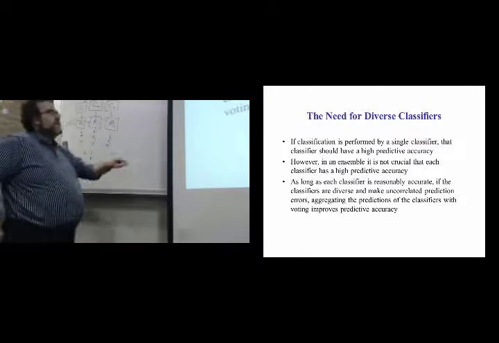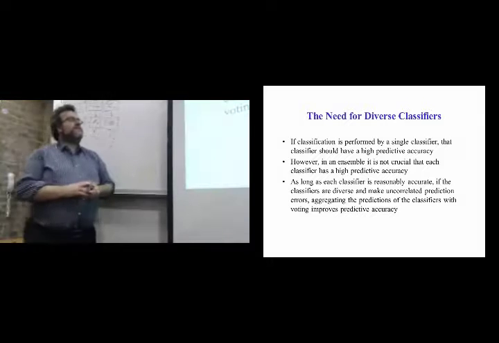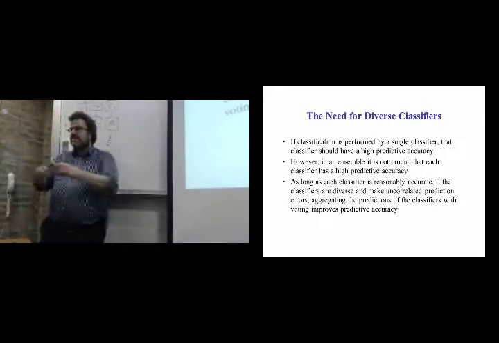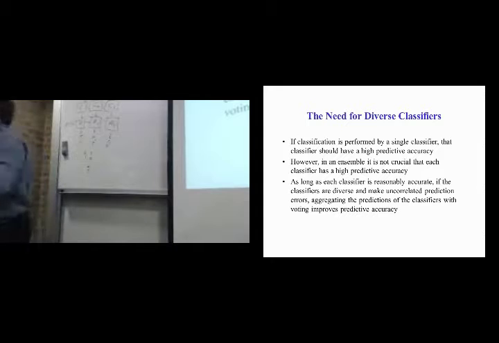We need some idea of each classifier being reasonably accurate. Obviously, if they're all telling you nothing, then the ensemble tells you nothing. But if they're reasonably accurate, and importantly they're diverse, they each are accurate on a different part of the data space, for example, and the other errors that they make are random, uncorrelated, then we can put them together with voting.